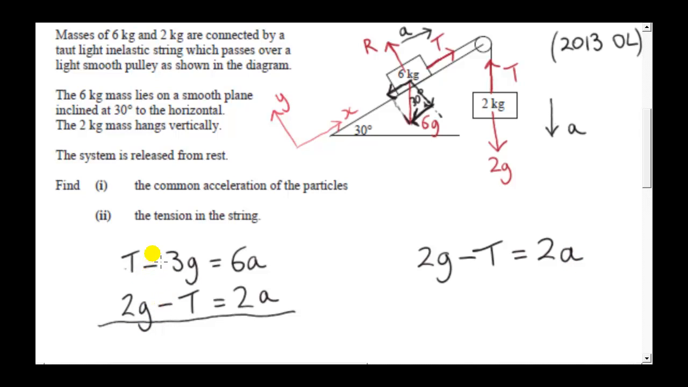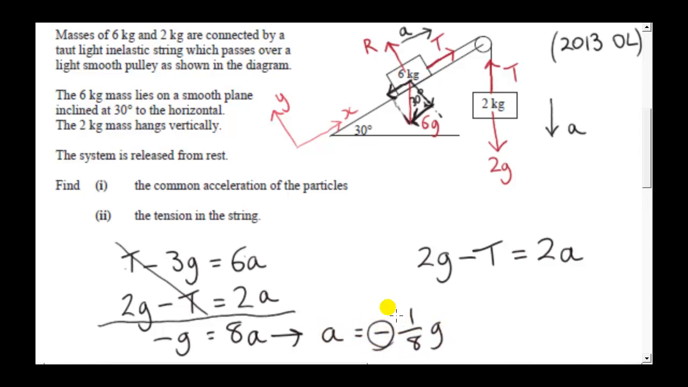If you simply add the left hand sides together, the t's will cancel. We have minus 3g plus 2g is minus 1g, and here we have 8a. So we see that a is minus 1/8 g. The minus sign tells us that the system actually moves backwards, opposite to the assigned direction.